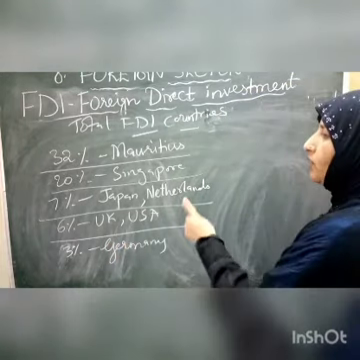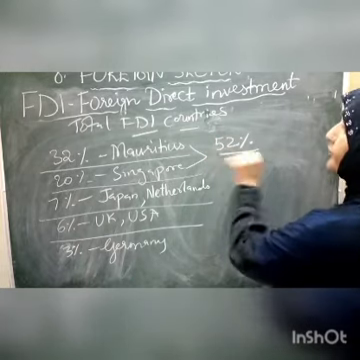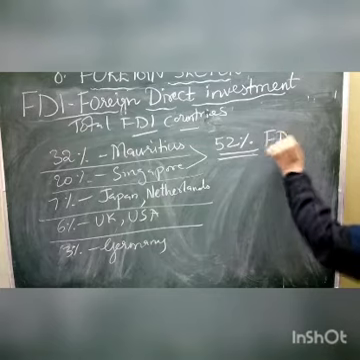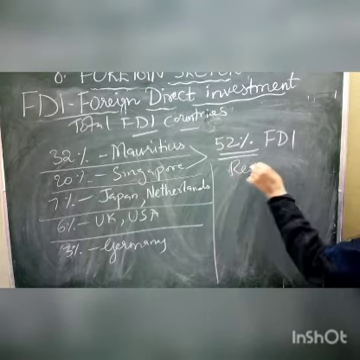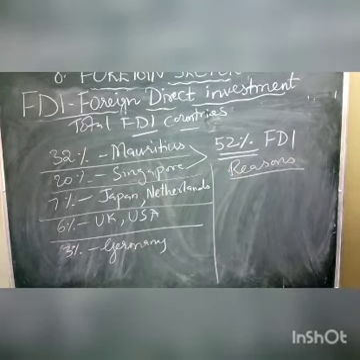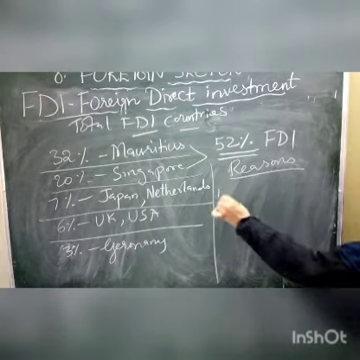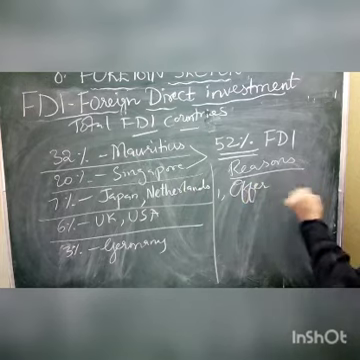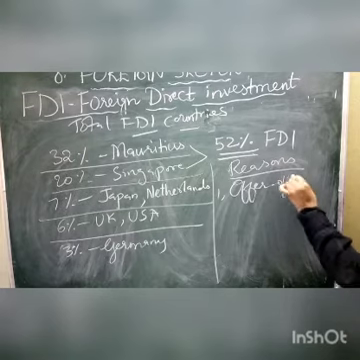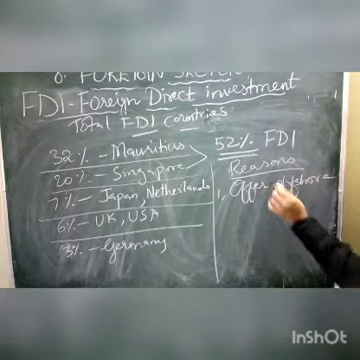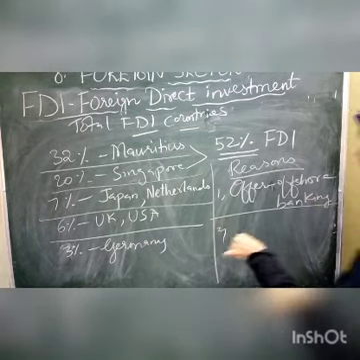So what we find, children, about this FDI? We find that among all, Mauritius and Singapore together are investing 52%. 52% of the FDI we are getting is from Mauritius and Singapore. Then, what is the reason that we are getting 52% of FDI from Mauritius and Singapore? The reasons are that Mauritius and Singapore, children, are offering offshore banking. That means very good banking facilities. These two countries are providing offshore banking.